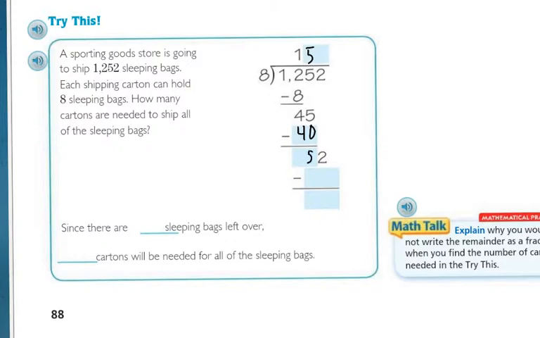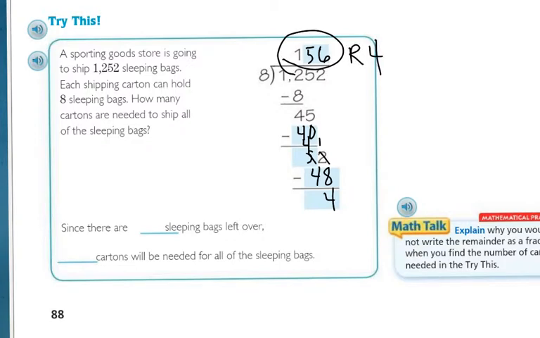Okay, and as you can see, they've already brought down that final 2. Now I have 8 going into 52. How many times does 8 go into 52? Well, 8 times 6 is 48. So I'm going to subtract again. I can't take 8 from 2. I make that be 12, and I make this be 4, and I have 4 left over. So the answer is 156 with a remainder of 4.